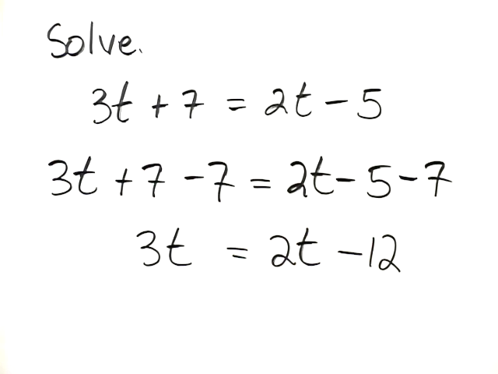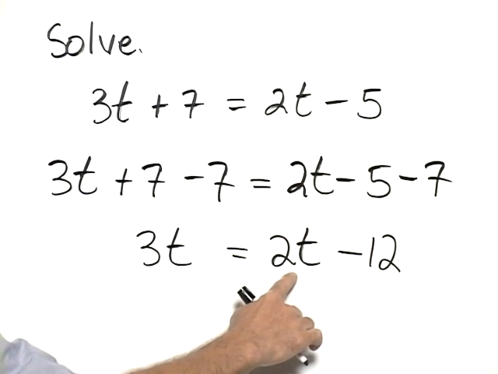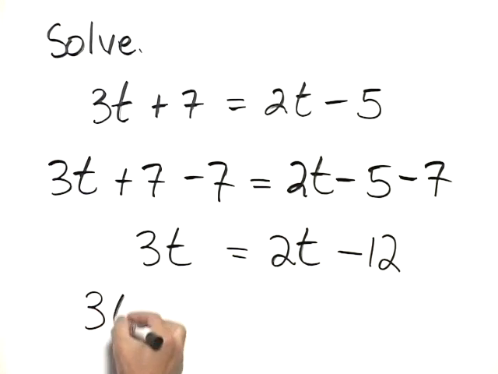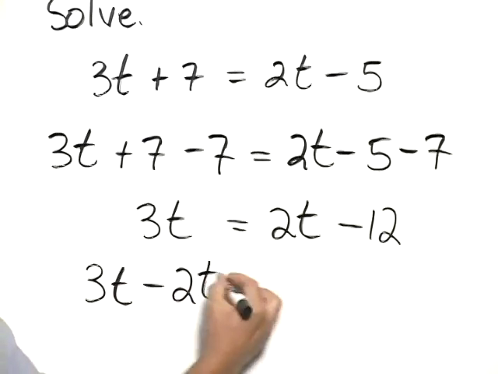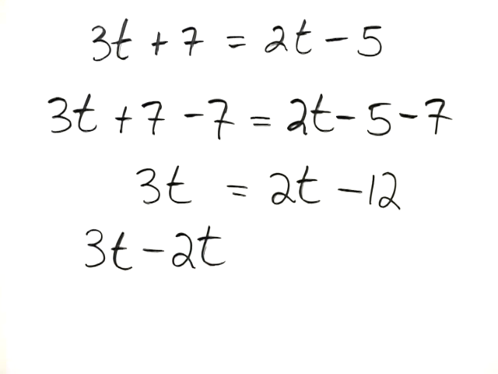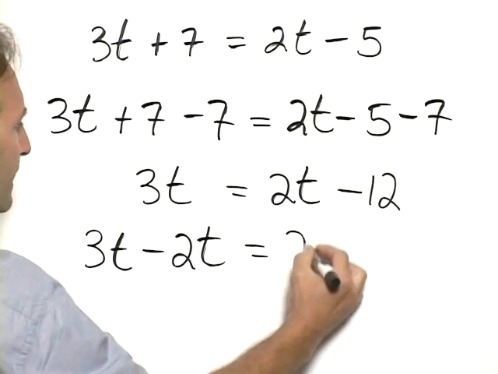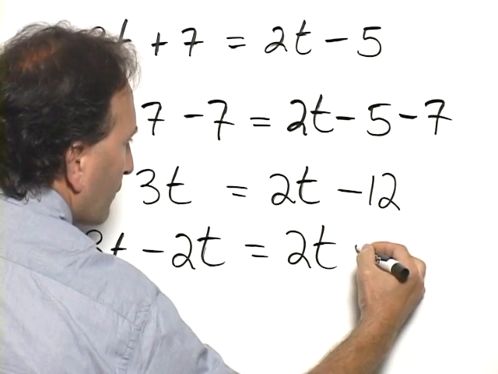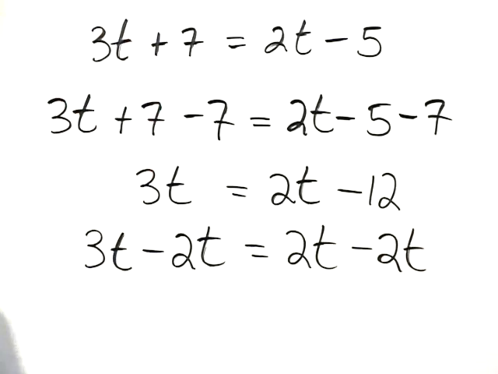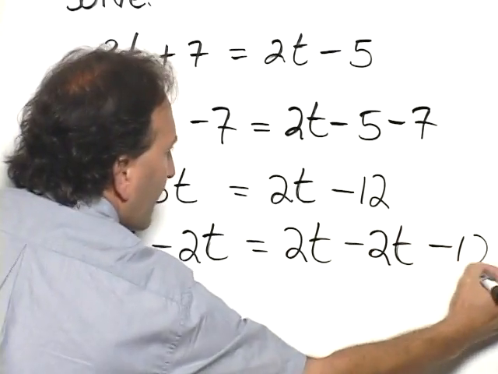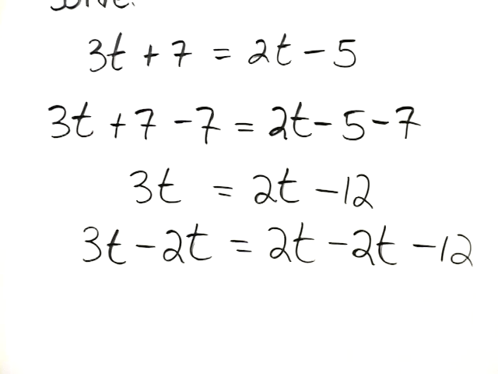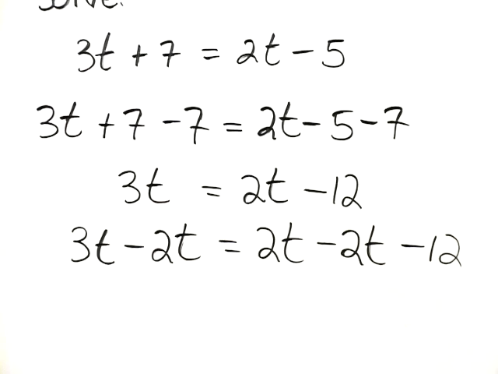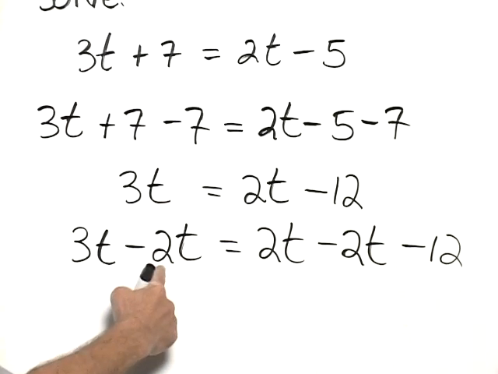12. Next, we would add a negative 2t to both sides. And so we have 3t plus a negative 2t, and on the right-hand side, we have 2t, and then I'm going to put it right here, adding a negative 2t, and then we still have adding the negative 12 on the right-hand side. On the left-hand side, we subtract the coefficients.